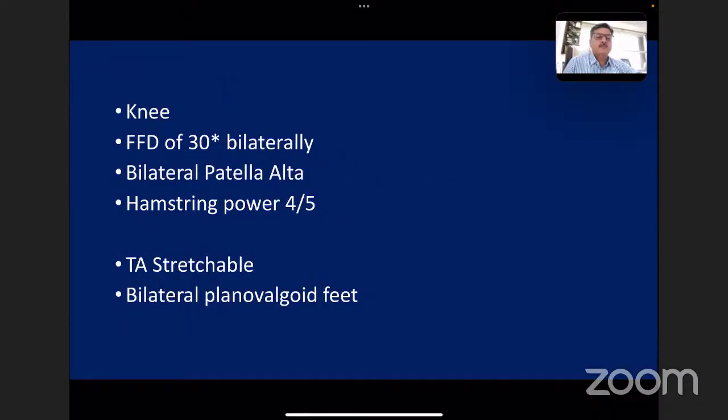On examination of knee, there was 30-degree fixed flexion deformity bilaterally. Bilateral patella alta was present, and the hamstring power was 4/5. The tendo-Achilles was stretchable, and she had bilateral planovalgus feet.